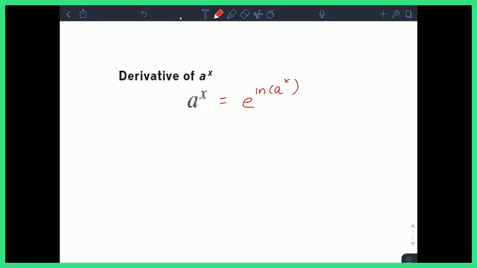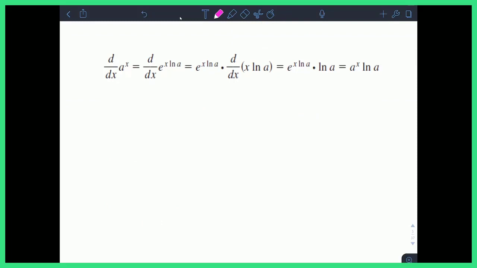Now, rules of logarithms say that if I raise e to the ln, they're inverse operations, they cancel each other out, leaving me with an answer of a to the x. So these functions are in fact equivalent. I'm going to use this one in the proof on the following page.